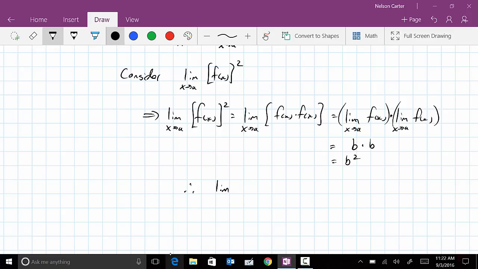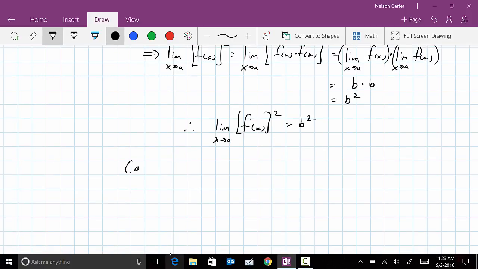So therefore we found that the limit as x approaches a of f of x squared is equal to b squared. Now let's consider the limit as x approaches a of f of x all cubed. Keep in mind we're still assuming that the limit as x approaches a of f of x exists and that that limit is the number b.